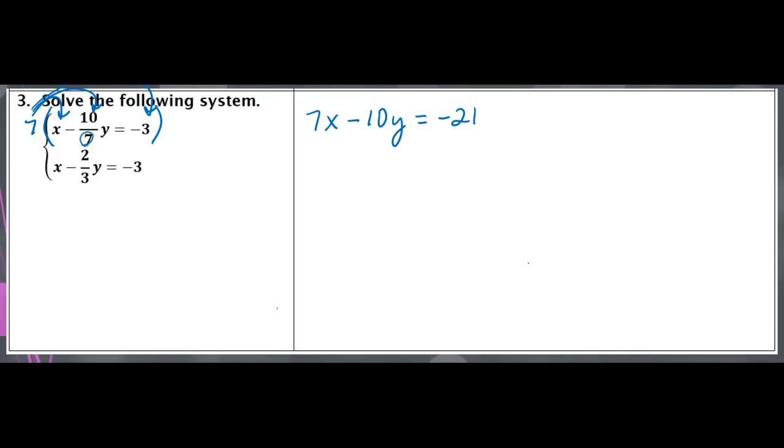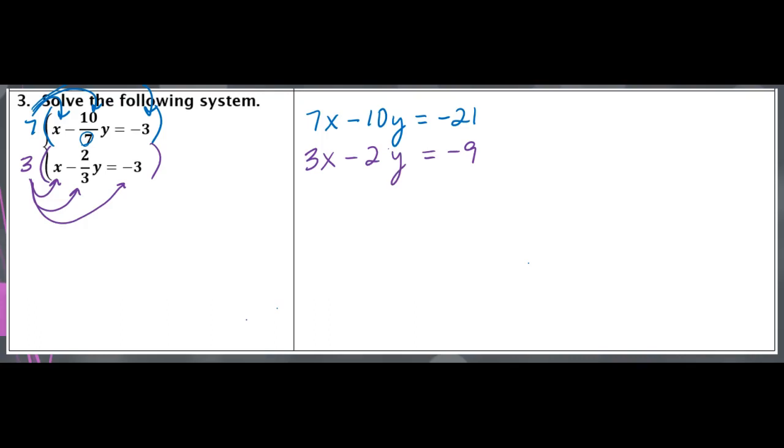So now I have no more fractions in the top equation. For the bottom equation, I'm going to multiply everything by 3, and again, I have to distribute it to all of my terms. So this is going to turn into 3x minus 2y equals negative 9.